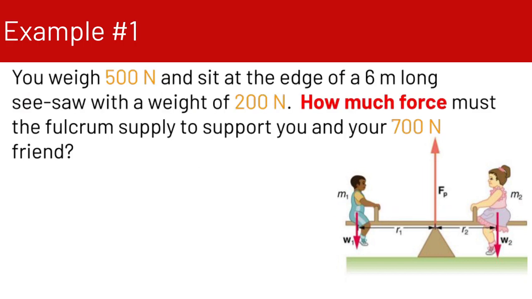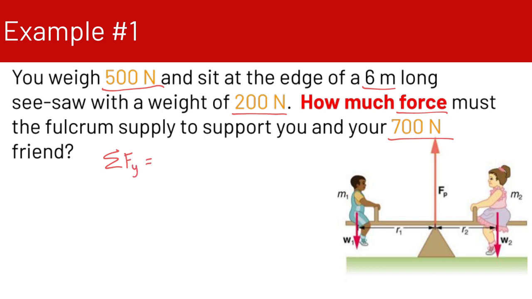Okay, let's work example number 1. You weigh 500 newtons at the edge of a 6-meter long seesaw with a weight of 200 newtons. How much force must the fulcrum supply to support you and your 700 newton friend? We can do this part of the problem with just our usual sum of forces in the y direction.